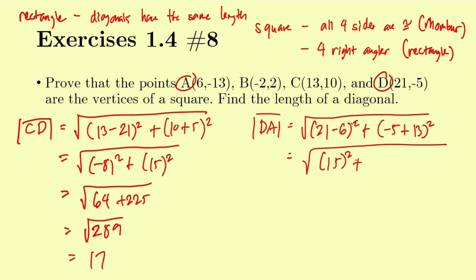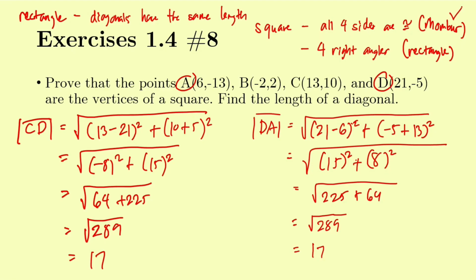15 squared plus 8 squared, which will also end up with 225 plus 64, which results in the square root of 289, which results in 17. Okay, we're good for the first part. All four sides are congruent.